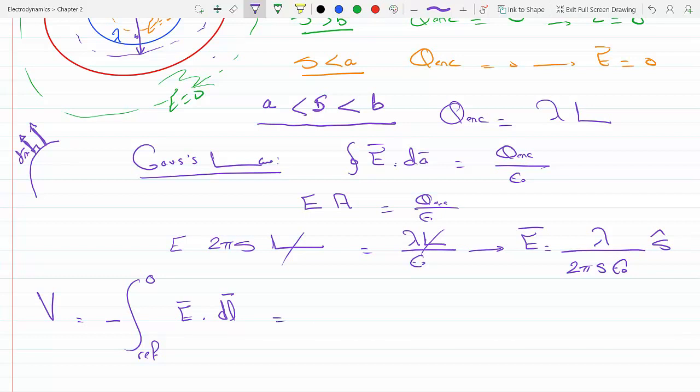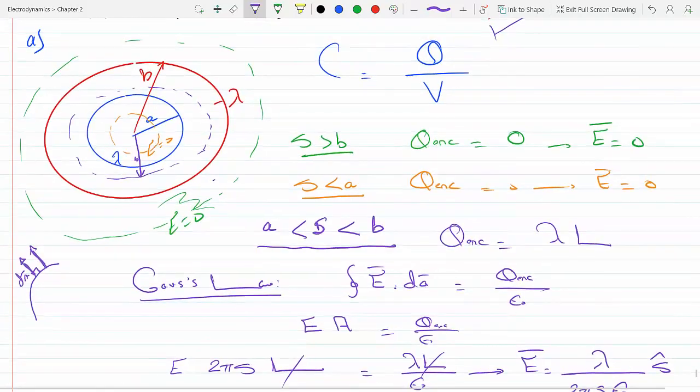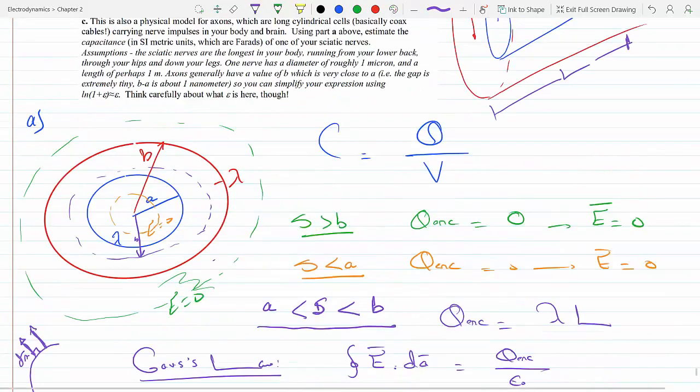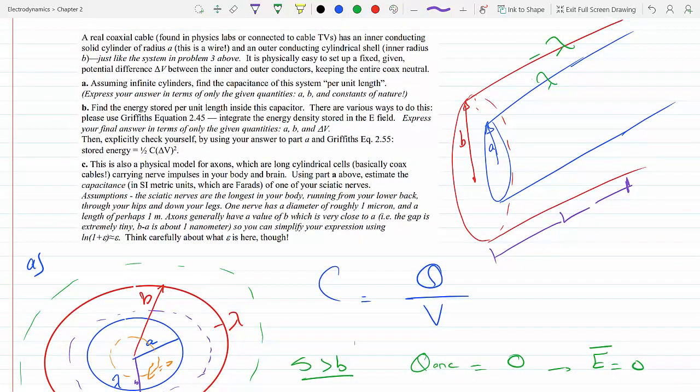Right, so where's my reference? I can't set my reference at infinity here because this is an infinite cylinder. However, I could set my reference on the surface where this is grounded. It's 0 on the surface. Neutral, meaning delta V here is 0.